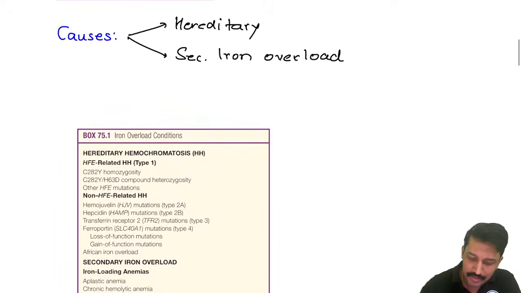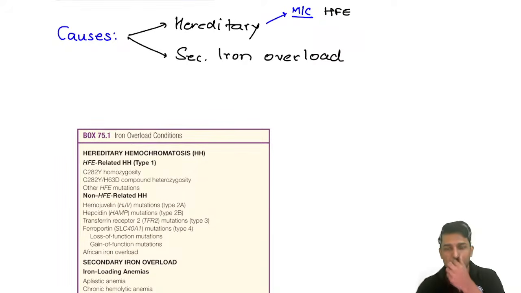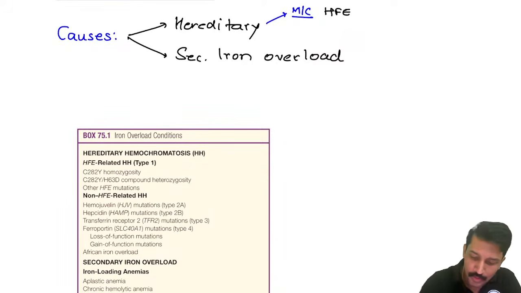Okay, so this hereditary hemochromatosis is because of mutations. The most common mutation that we can encounter in these patients is in the gene called HFE. I just told you that there are three important genes to remember: HFE, HJV, which stands for hemojuvelin, and transferrin receptor 2 mutations.